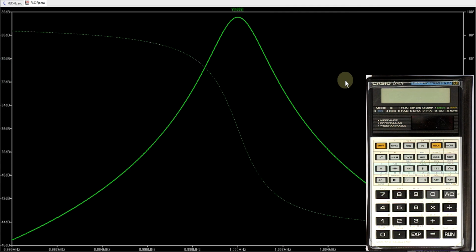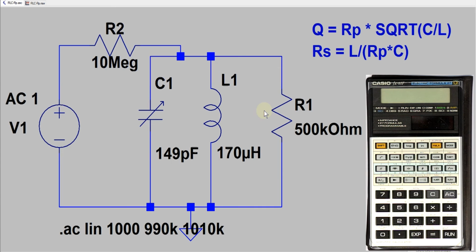And you see we got exactly the same curve, so obviously the concept is verified that we can replace the loss resistance in series with the inductor with a parallel loss resistance calculated as in the formula we just put in the calculator. And here again you can see basically the same formula as before, but now with Rp on the right side, the parallel resistance, and not Rs, the series resistance.